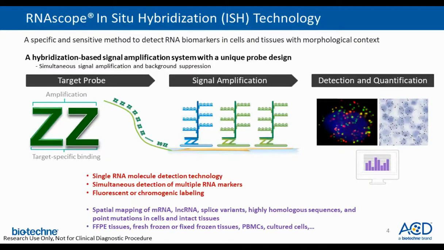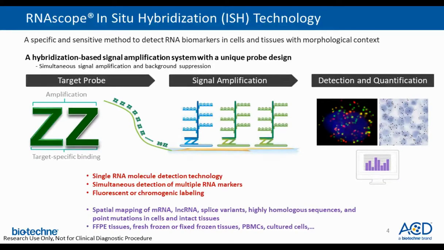So to begin with, what is the RNAscope in situ hybridization technology? The RNAscope assay is a highly specific and sensitive method, and that is the value prop of the assay. This assay is a method that allows you to detect RNA biomarkers in cells and in tissues while really giving you that morphological context, that spatial analysis, something that you miss with a lot of other traditional transcriptomic techniques. It is a hybridization-based signal amplification system with a unique probe design that allows for simultaneous signal amplification as well as background suppression.